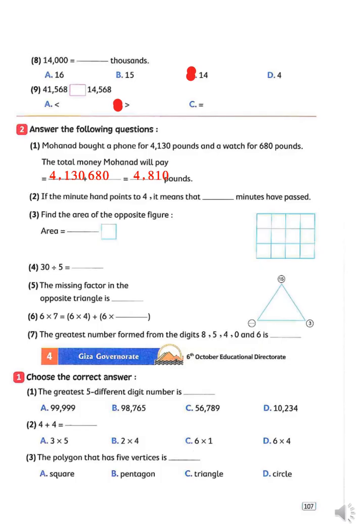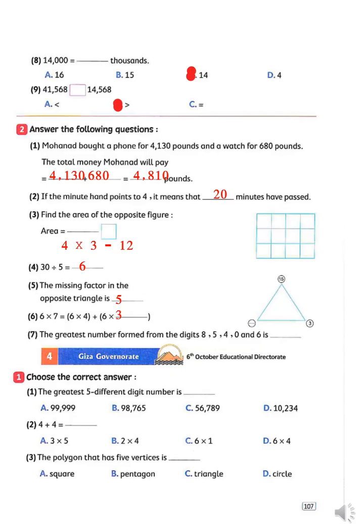If the minute hand points to 4, it means 20 minutes. Find the area of the opposite figure. 4 by 3 equals 12. 30 divided by 5 equals 6. The missing factor in the opposite triangle is 5, because 3 by 5 equals 15. 6 by 7 equals 6 by 4 plus 6 by 3.